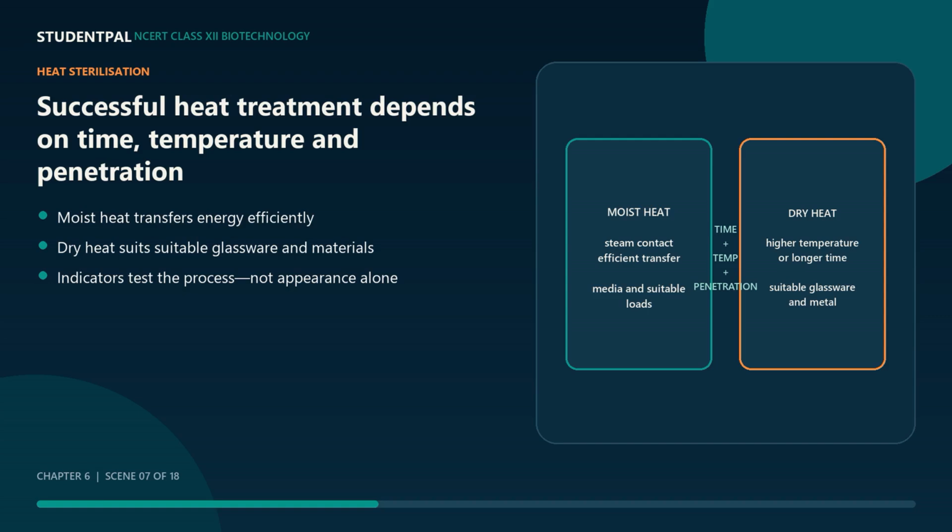Success depends on the actual time at the required temperature throughout the load, not only the instrument setting. Air pockets, overpacking, or poor steam penetration can cause failure. Chemical indicators show exposure, while suitable biological indicators provide stronger evidence that the sterilization process achieved its intended performance.